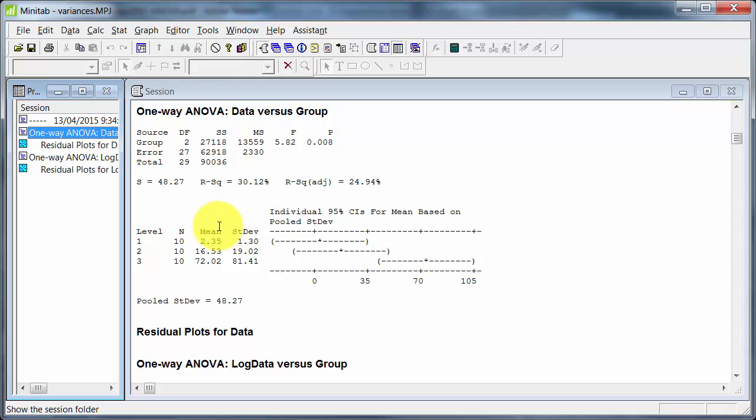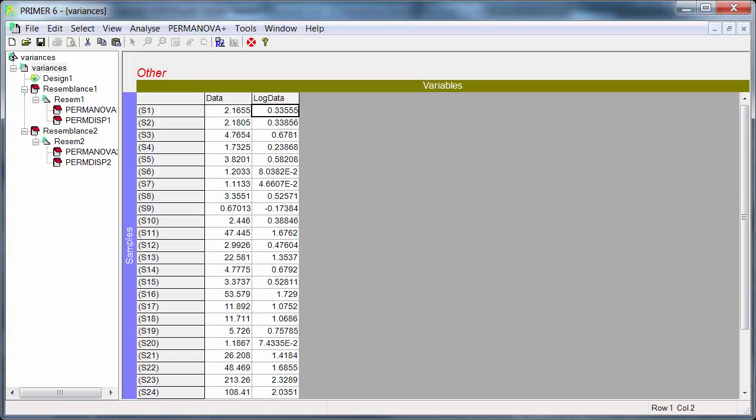Now, transformation is one way to proceed. It's a standard way to proceed, and if it works, there's really no issues. The way I deal with these issues now is something different. Here I've moved all the data into Primer, and in Primer with the PermANOVA add-in I can do a permutation analysis of variance.